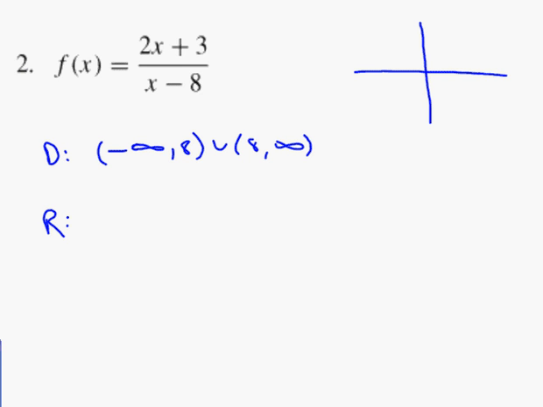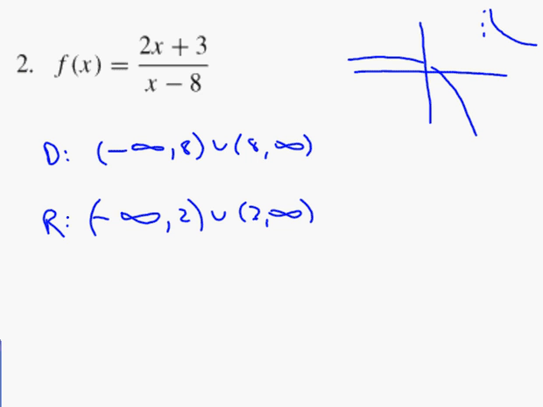So right now, we suspect that the range is -infinity to 2, not including 2, union 2 to infinity. And I just demonstrated how you might do that on the graph. So we think the graph looks like this, with the dotted asymptote this way, that's a vertical asymptote at x equals 8. And it looks like it has a horizontal asymptote at y equals 2.